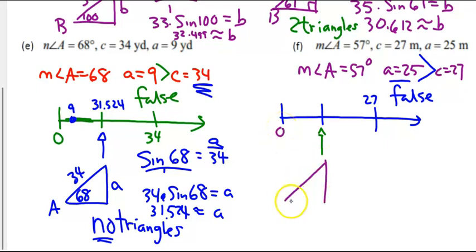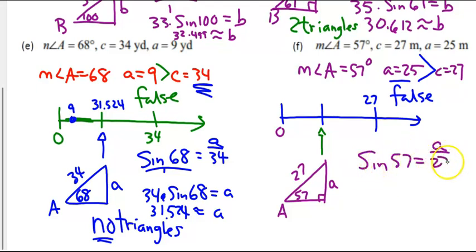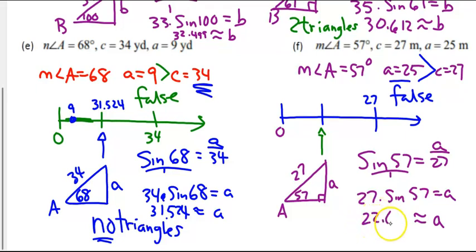So the right triangle has an angle measurement of 57. We're looking for the A value when it's a right triangle, and the hypotenuse is 27. So sine of 57 degrees is equal to A over 27. Cross multiply. So 27 times the sine of 57 is 22.644. A is 25. So that means there are 2 triangles.